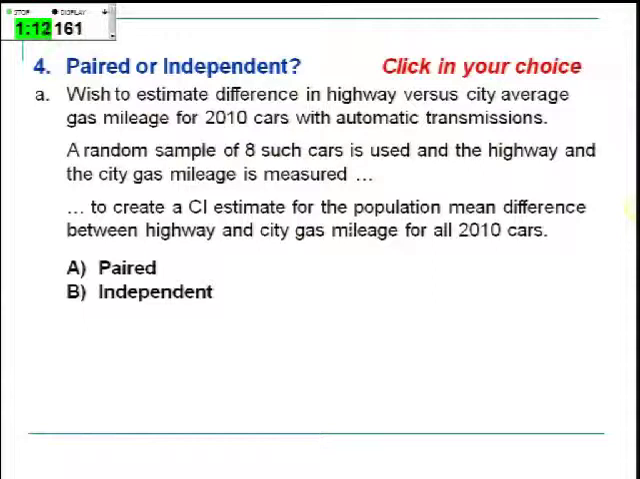Now, in some of those old exams, you've seen variations of this, where it could have been one out of those different 5 parameters. And sometimes we ask you, does the researcher want to do a confidence interval here, or are they looking to do a hypothesis test? Now here we tell you we're going to create a confidence interval. But the very first line talks about you want to estimate the difference in the highway versus city average gas mileage. You want to estimate.